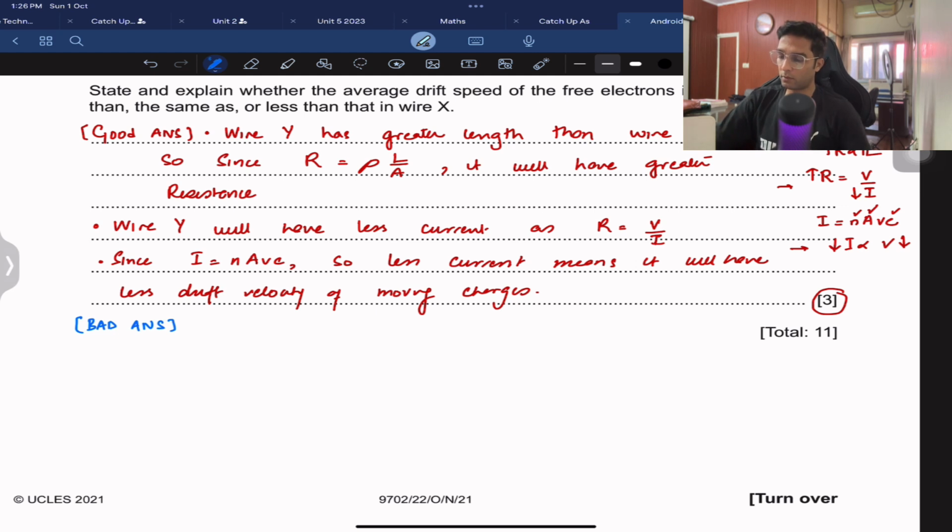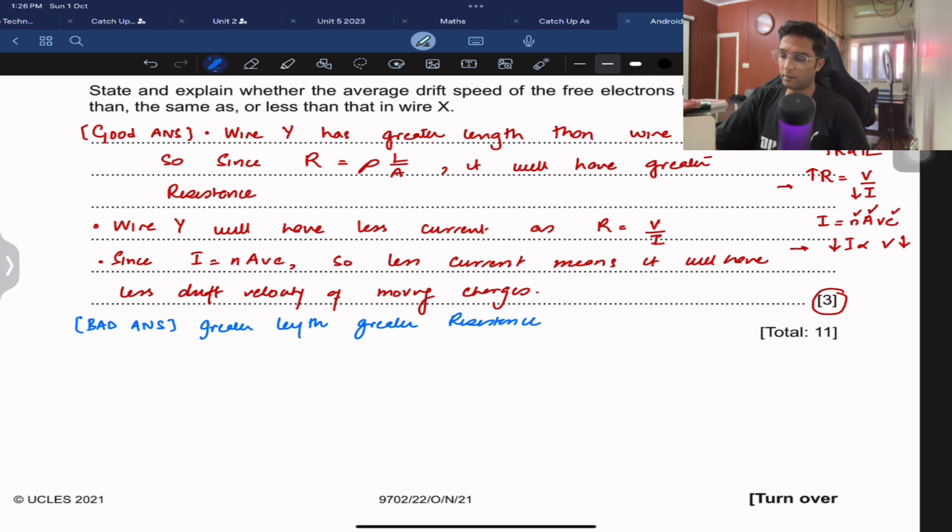Anyway, so the bad answer would be: greater length, greater resistance. So this is an answer that is going to give you full marks, but it's something that's very poorly written.